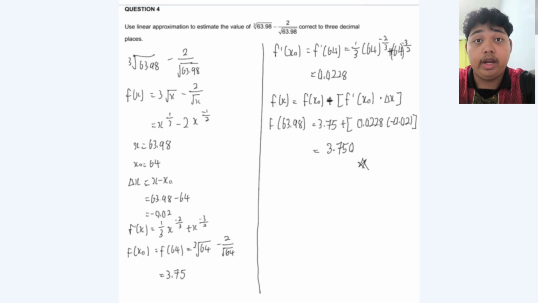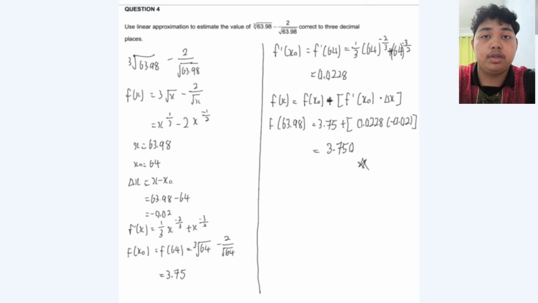Step 5. Find f of x0. That means we find f of 64. Cube root of 64 is 4 and square root of 64 is 8. So f of 64 is 4 minus 2 over 8, which equals 3.75. Now we substitute x equals 64, so f prime of 64 equals negative 1 over 3 times 64 to the power of negative 2 over 3 plus 64 to the power of negative 3 over 2. This gives us 0.0228.